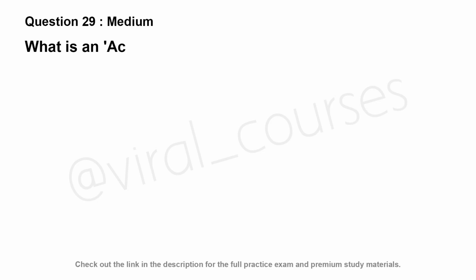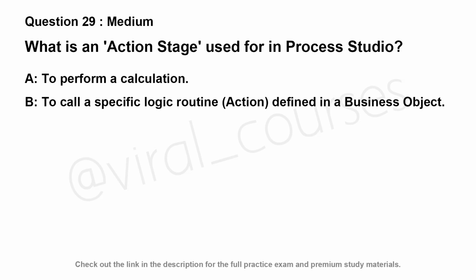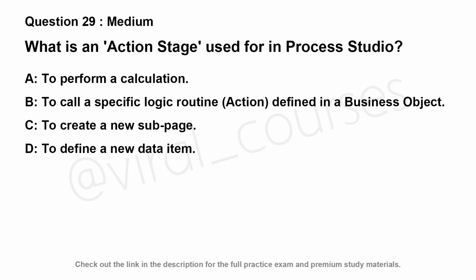What is an action stage used for in Process Studio? Option A. To perform a calculation. Option B. To call a specific logic routine. Action. Defined in a business object. Option C. To create a new subpage. Option D. To define a new data item.